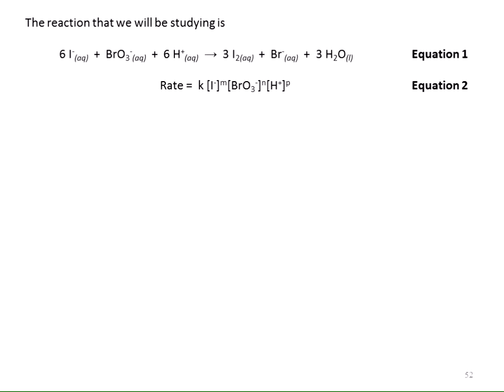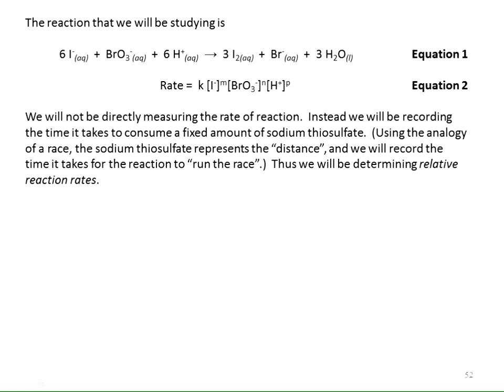So the rate law expression for this reaction is the rate equals the rate constant times the I minus concentration raised to some power, the bromate concentration raised to some power, and the proton concentration raised to some power. We're going to actually be determining those orders of the reaction, so the M value, the N value, and the P value. But we're not going to be directly measuring the rate of the reaction.